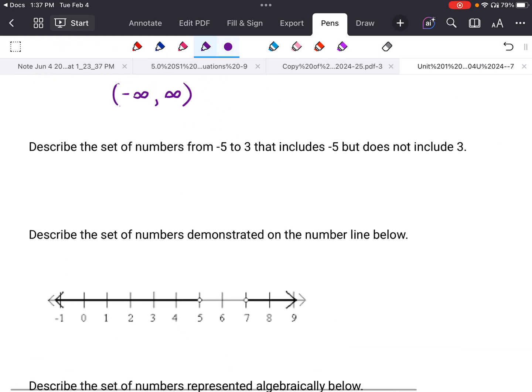Describe the set of numbers from -5 to +3 that includes -5 but does not include +3. So it goes up to +3 but does not actually include +3. So if it includes the number, so like the -5, we use these square brackets. And we know it goes up to 3 but doesn't include 3, so that would be the rounded bracket.